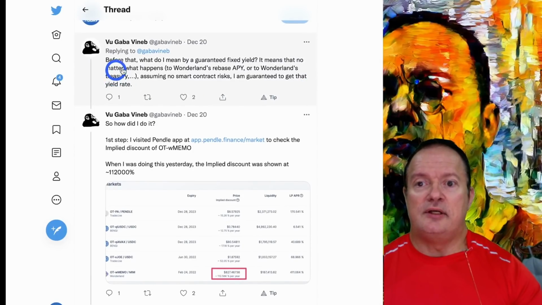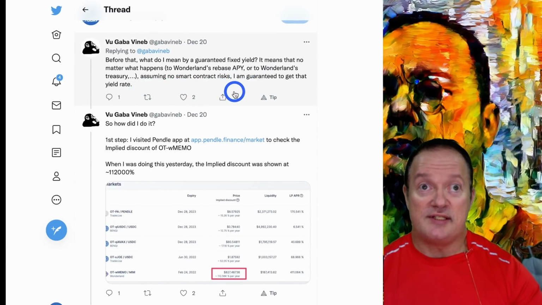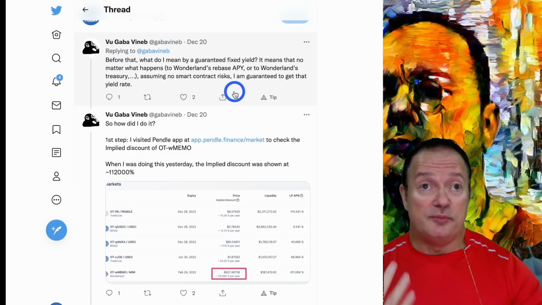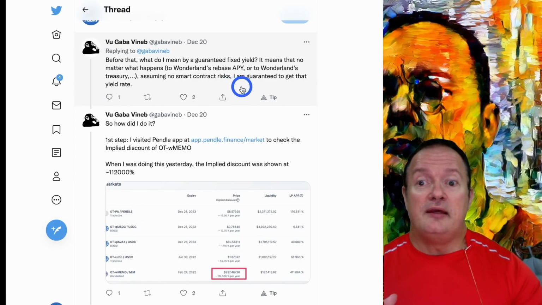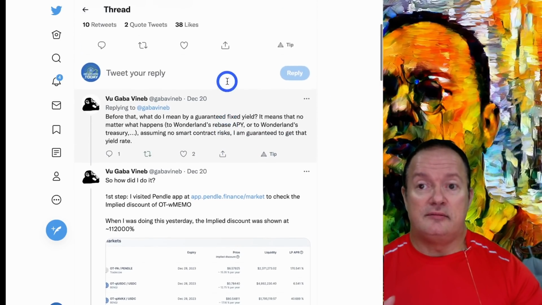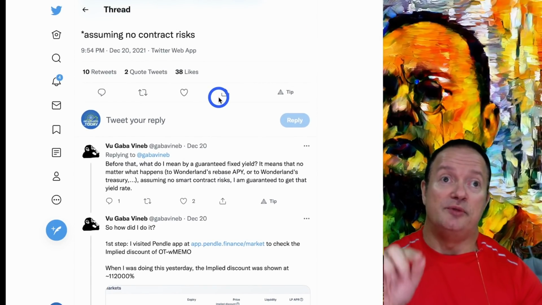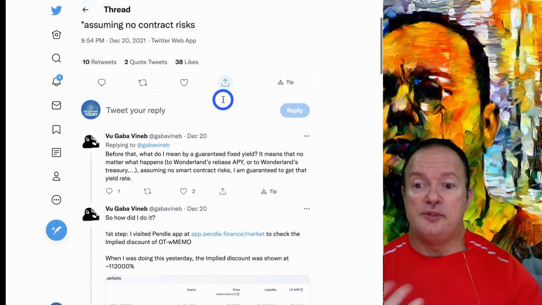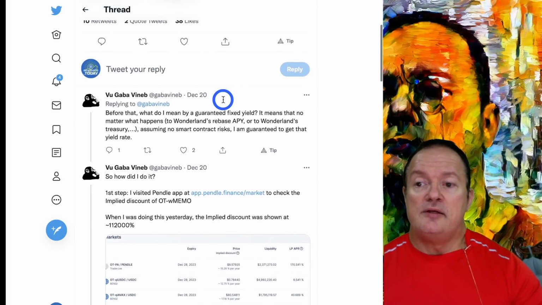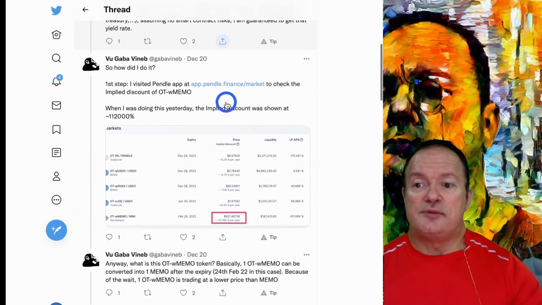He says here, what do I mean by a guaranteed fixed yield? Means that no matter what happens to Wonderland rebase APY or to Wonderland's treasury, assuming no smart contract risk, meaning that there's no bug in the contract and no hacker getting in there, he's guaranteed to get that 112,000% at the moment where he wrote this. Okay, today it would be a different yield.